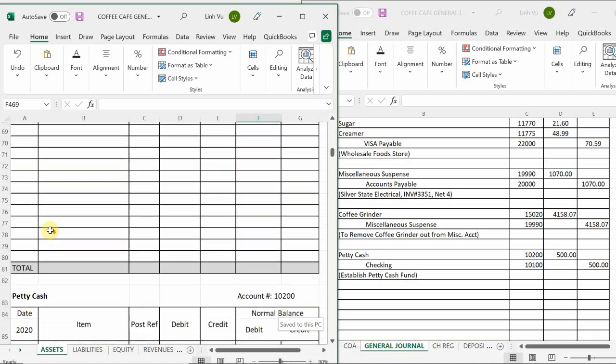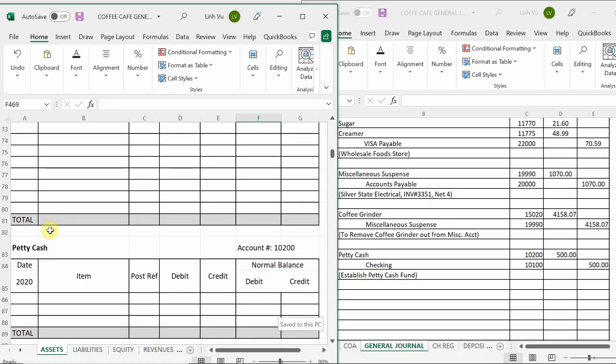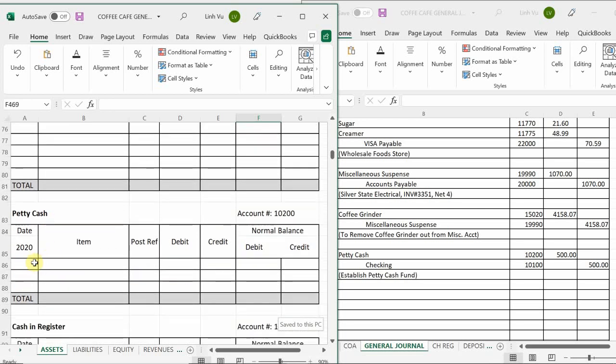June. Which one are you doing first? Petty cash. June 16th. And check number. Okay. Fifteen, I think.